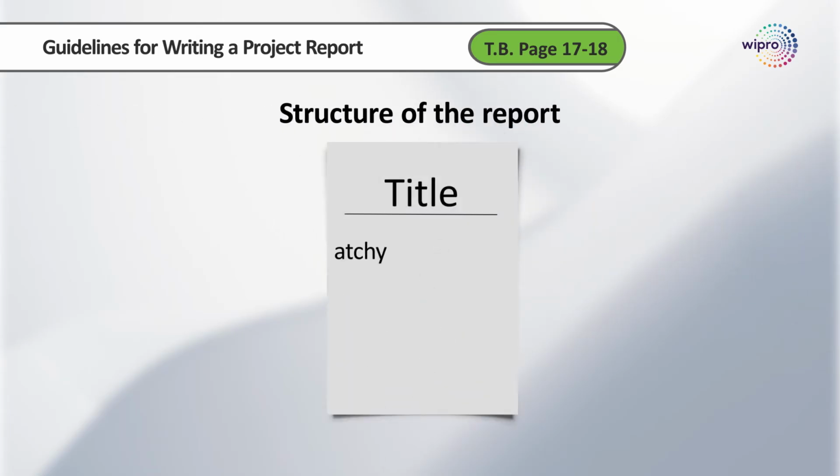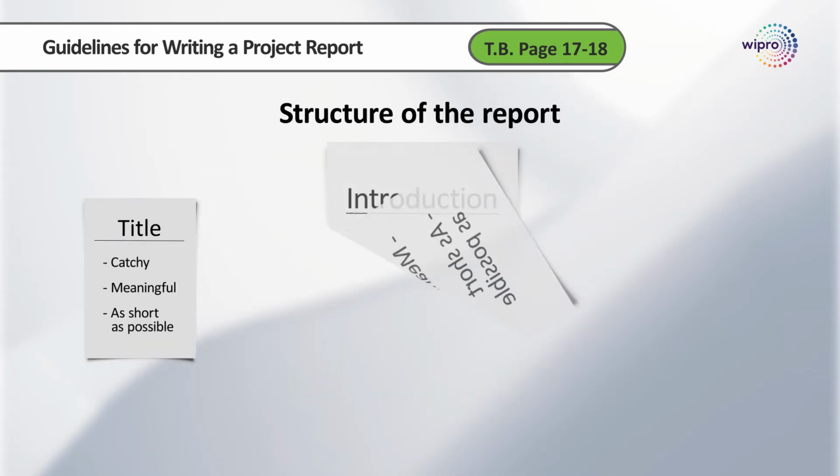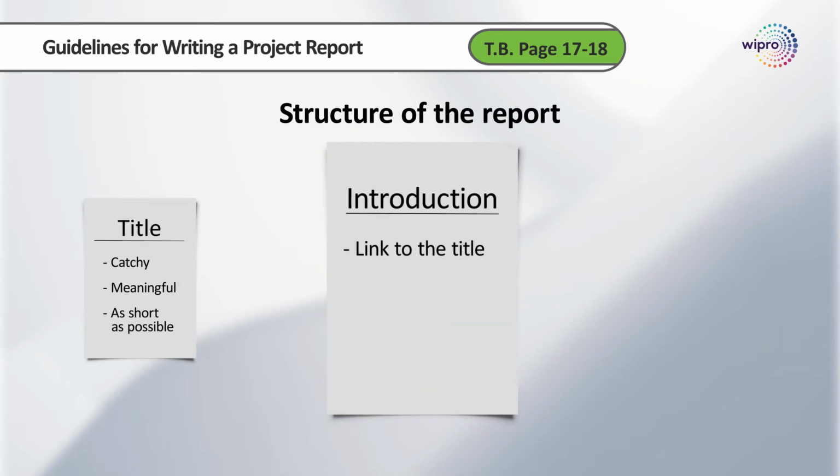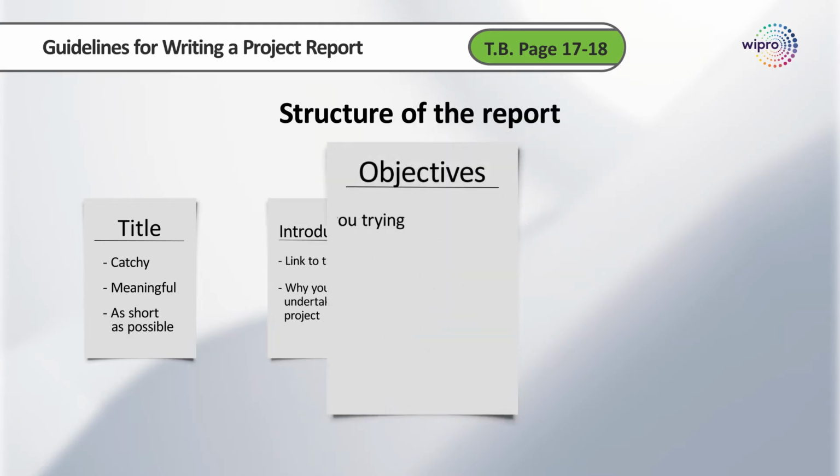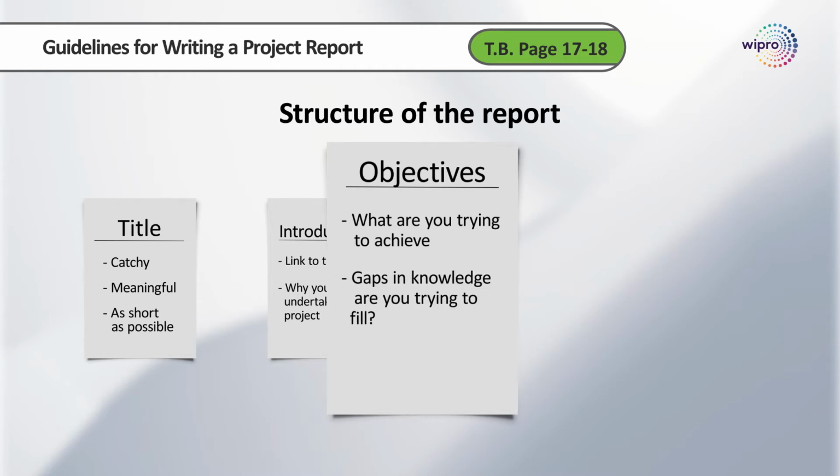Title. It can be catchy, meaningful, and as short as possible. Introduction. It should link to the title as this gives a background of the project. You can write about why you have undertaken the project. Objectives. What are you trying to achieve with this project? What kind of gaps in knowledge are you trying to fill? You can list down specific objectives.